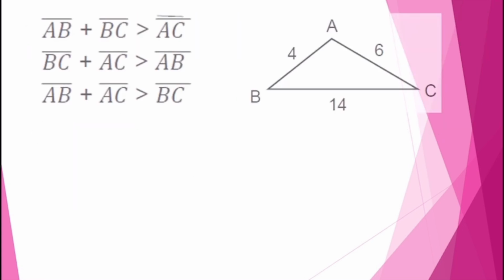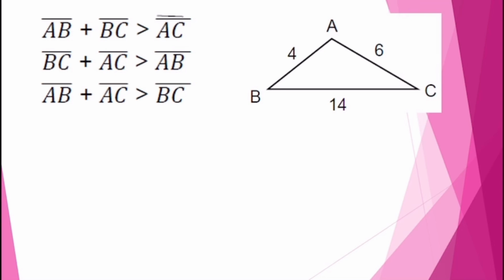Another given triangle ABC, the following relationships can be drawn. Line segment AB plus line segment BC is greater than line segment AC. Line segment BC plus line segment AC is greater than line segment AB. And line segment AB plus line segment AC is greater than line segment BC. Now, based on the measures of the three sides, can 6, 14, and 4 be sides of a triangle?